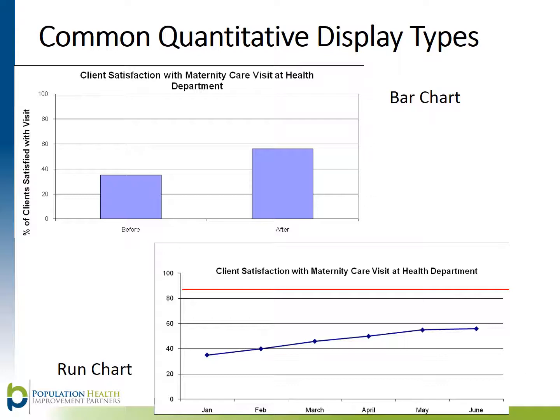Run charts can answer the following questions about improvement efforts. Did they improve? What changes resulted in this gain? Did they reach their improvement goal? Is it sustained improvement? Remember, when displaying your data, always connect the information back to the goals in your aim statement.